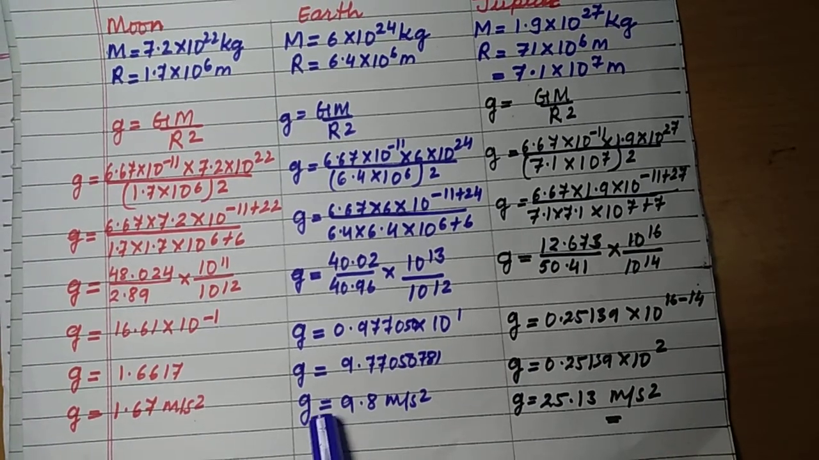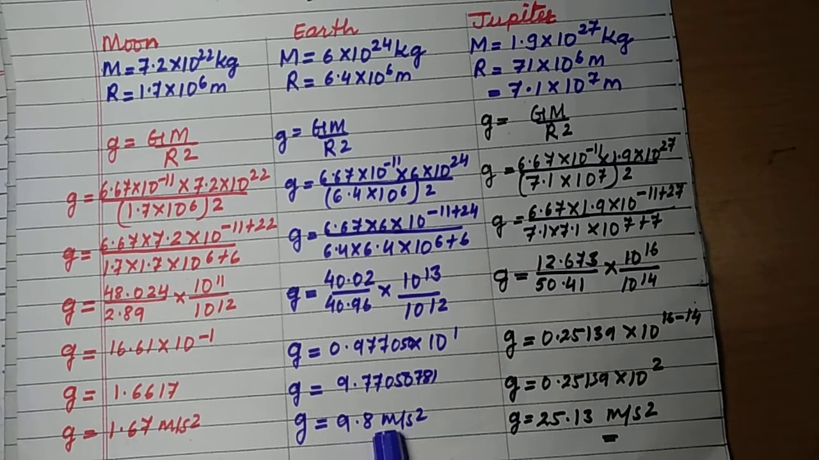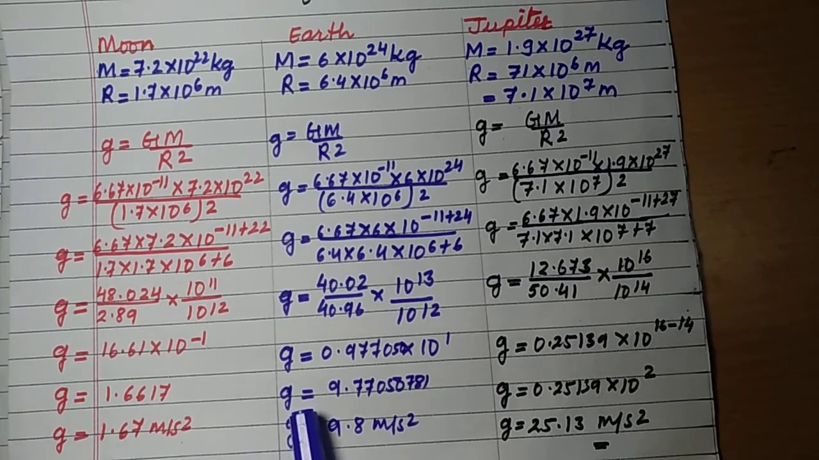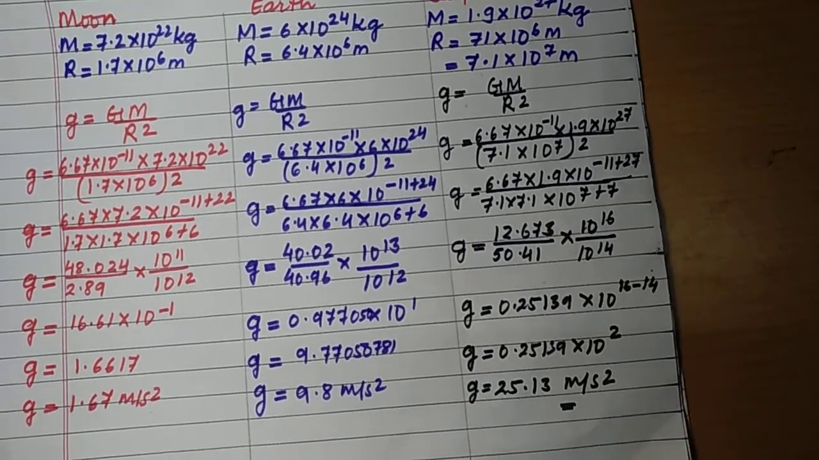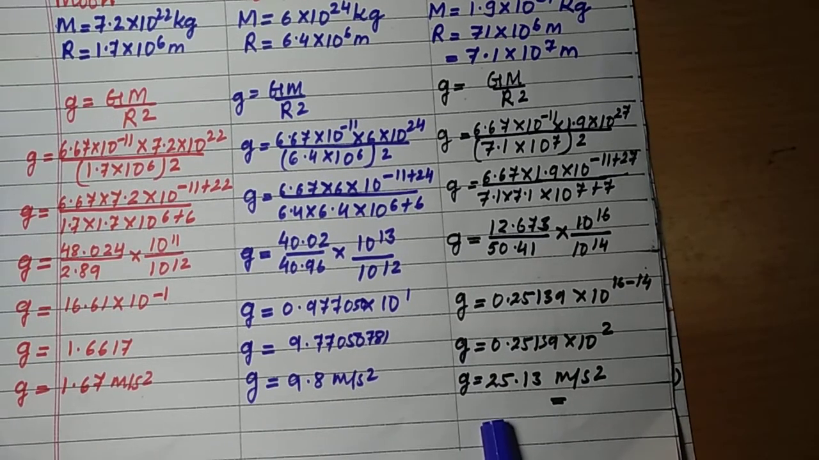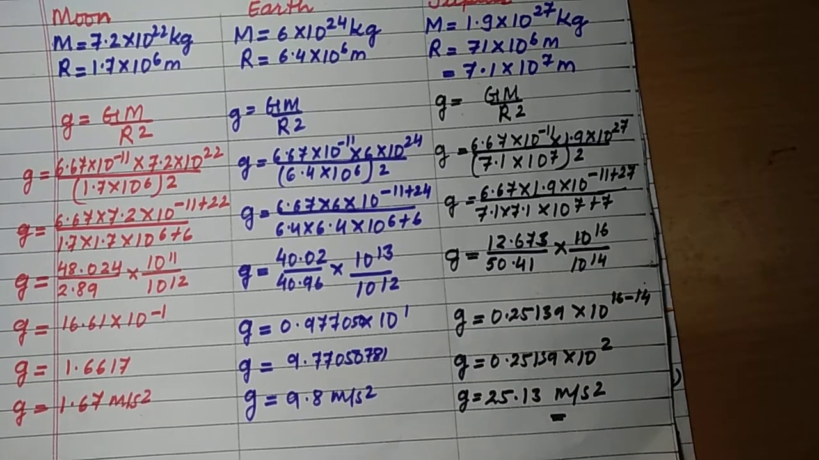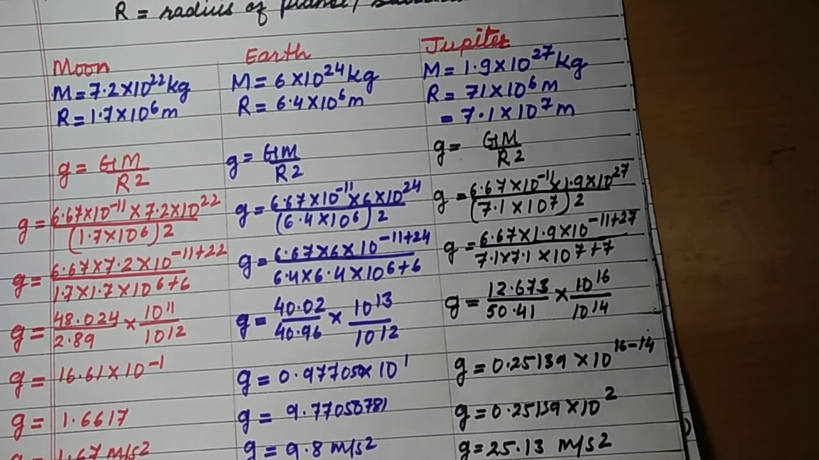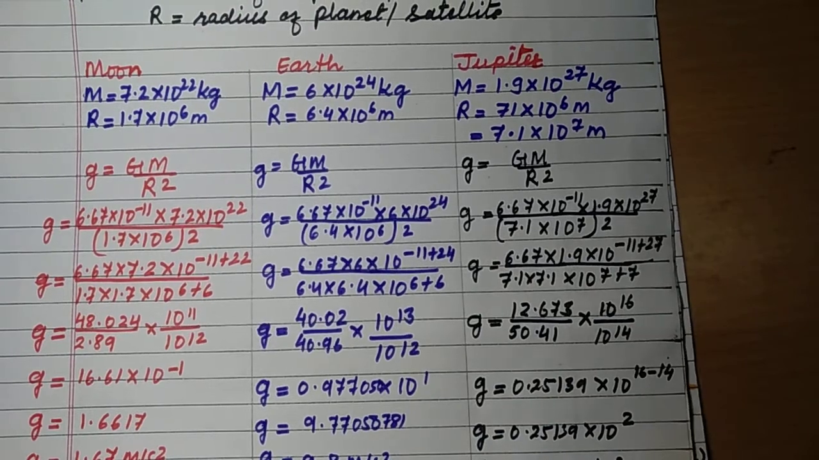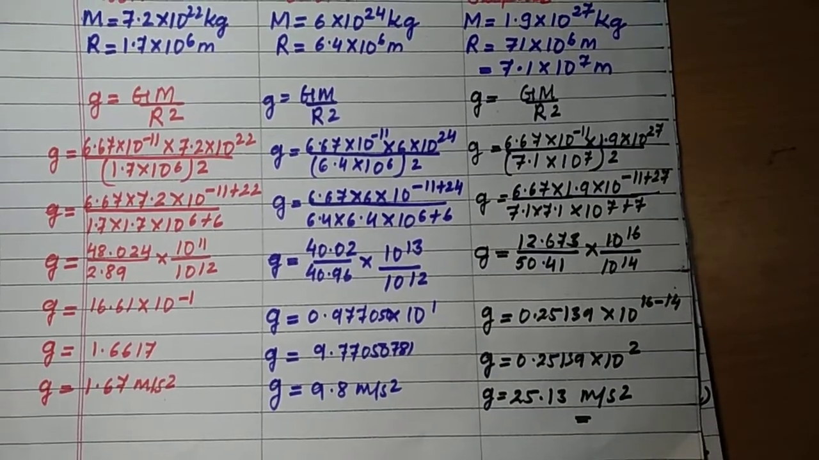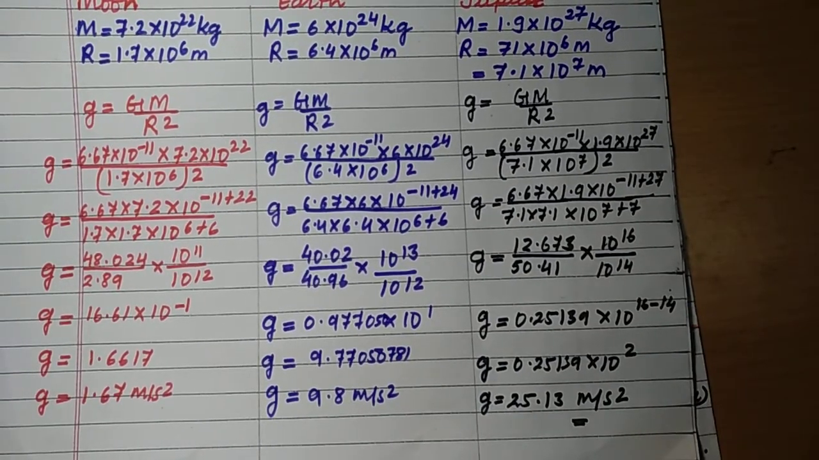And the value of g on the earth is 9.8 meter per second square. And the value of g on Jupiter is 25.13 meter per second square. On the whole, we use 25 meter per second square as the average value. So this way the value of g on the moon, on the earth and on Jupiter are different.